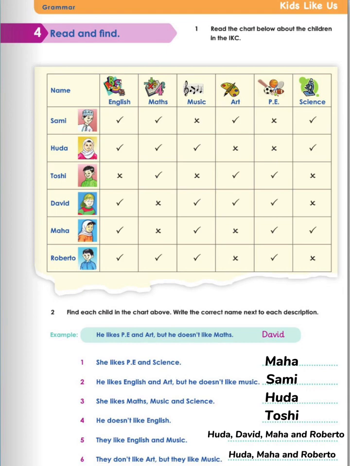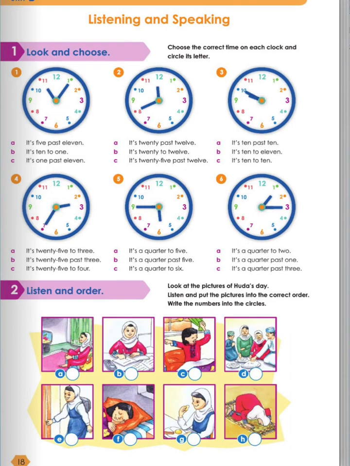The final one, they don't like art, but they like music. They are Huda, Maha, and Roberto. Well done. Moving on to listening and speaking. 1. Look and choose. Choose the correct time on each clock and circle its letter, so we're focusing on the tall arrow. Let's view together the answers in 3, 2, 1.